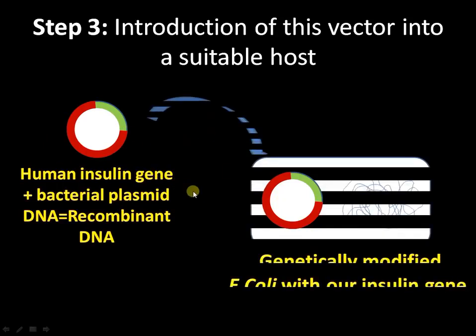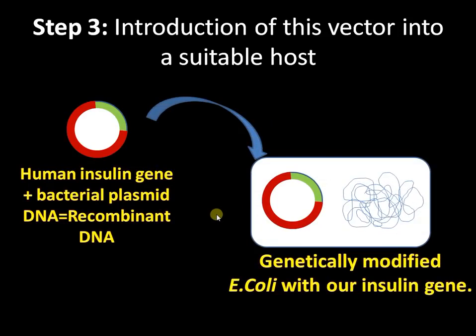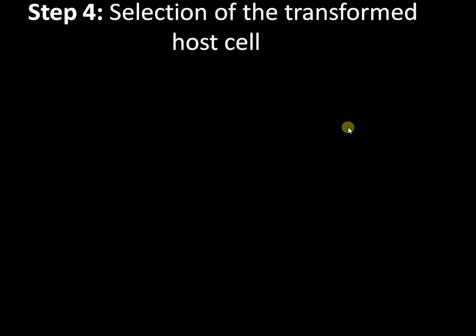Most often the host is a bacterial cell, as it is simple to manipulate, and we know E. coli bacterium very well. So I have introduced my vector with my gene of interest into a bacterial cell. Now we have a genetically modified E. coli with our insulin gene inserted inside the vector. So step 3 is over. The process is called transformation.